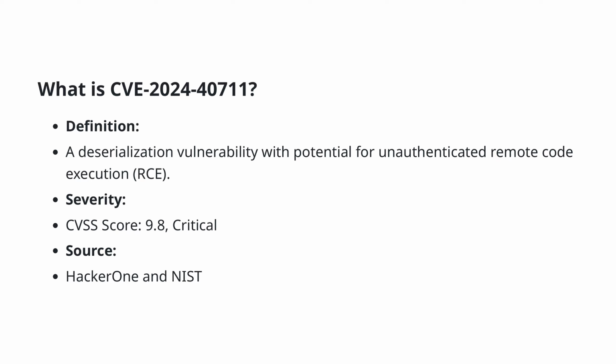2024-40711 vulnerability. This vulnerability is categorized as a deserialization flaw, which could enable unauthenticated remote code execution, a serious issue in software security. The vulnerability holds a CVSS score of 9.8, indicating a critical level of severity and potential impact. Both HackerOne and NIST have acknowledged and documented this vulnerability, emphasizing its significance and the urgency in addressing it. Understanding the nature and implications of such vulnerabilities is essential for securing systems effectively.